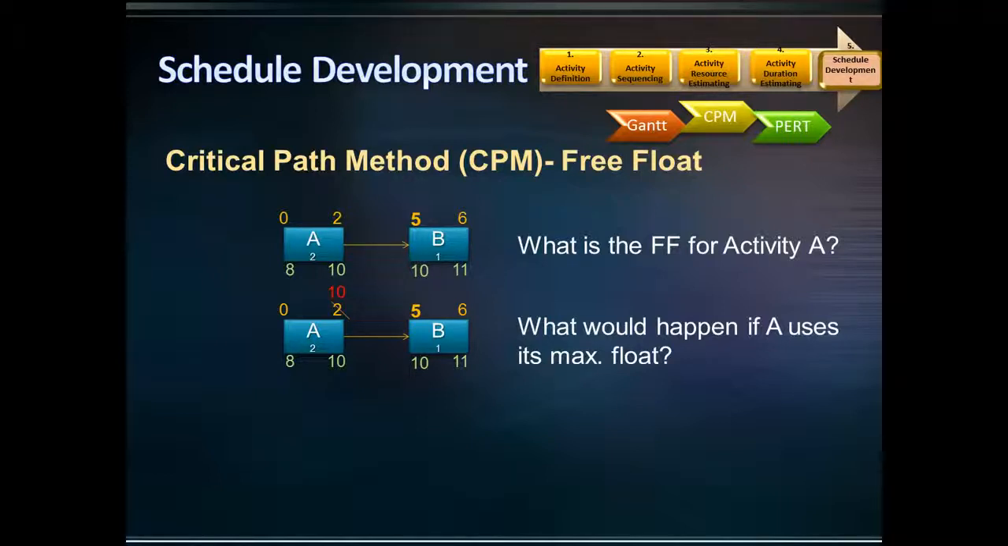But to calculate the free float, we need to check how much activity A can float without changing the early start of activity B. The early start of activity B is 5 days. So, activity A should finish no later than 5 days to have no impact on activity B, right? It leaves room for 3 days float. Therefore, the free float for activity A is 3 days.